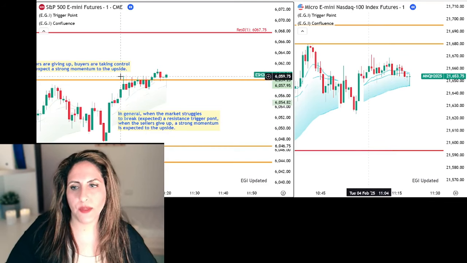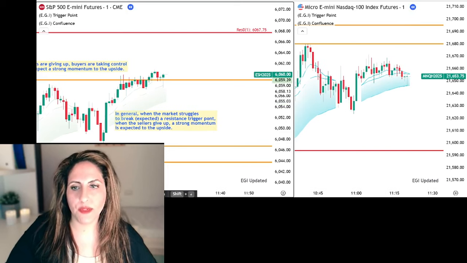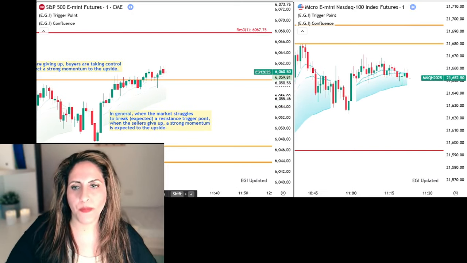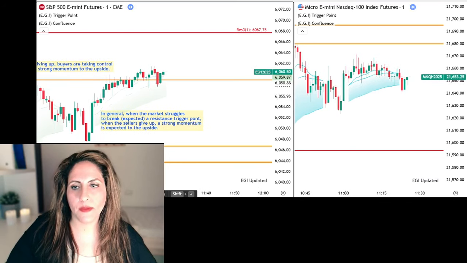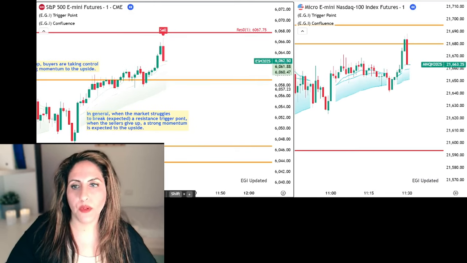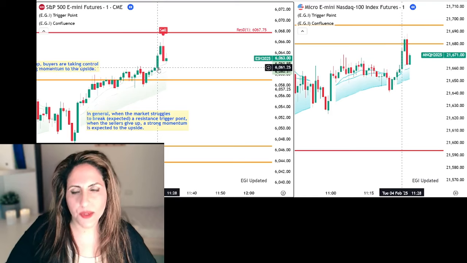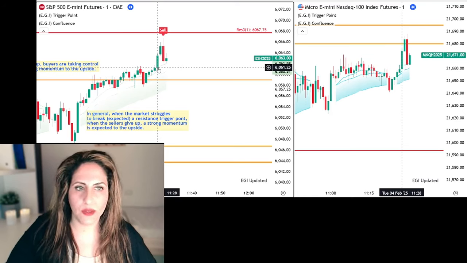Okay, now you could see the resistance level validated, validated, validated, broke. We can see this candle broke, retested several times, a triple bottom, indicating it's a support level. And this is the momentum that we expect because the sellers are giving up and the buyers are taking control.